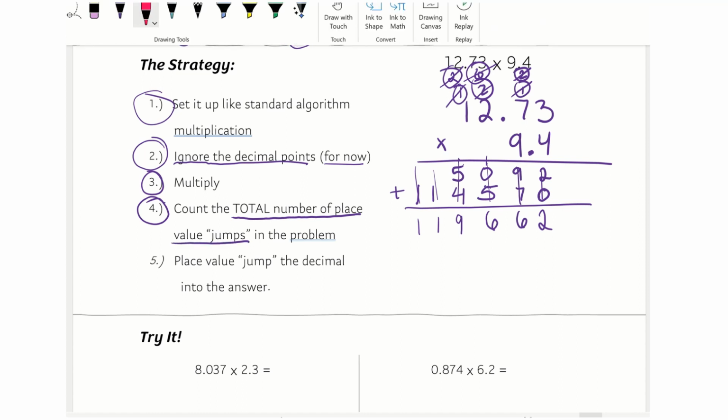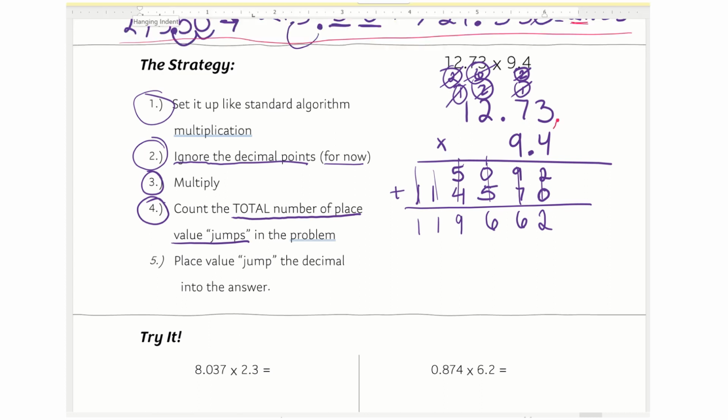When we were multiplying a decimal by a whole number, there was only one set of jumps. But for this problem, we're going to count the total jumps. Let me show you what I mean. If I start here on the outside edge, I can go 1, 2. There were 2 jumps on that first number since it was in the hundredths place. And for this one, there's 1 jump because it's in the tenths place. Altogether, there are 3 jumps, 2 plus 1. Altogether, I have 1, 2, 3 decimal jumps.